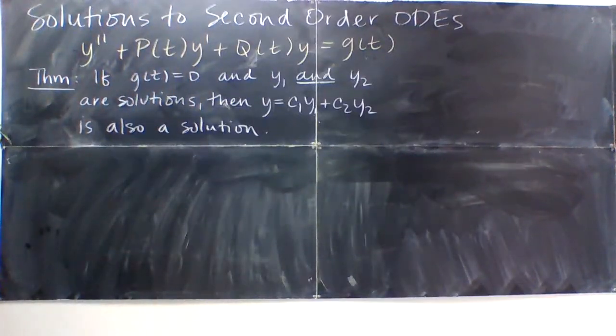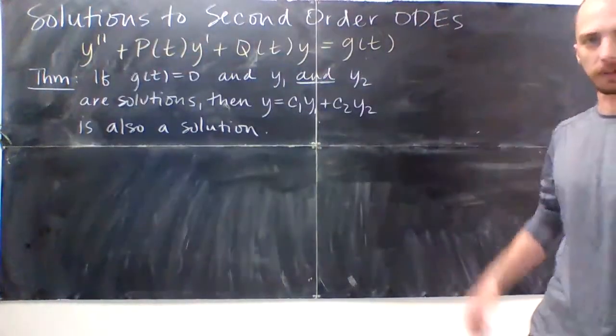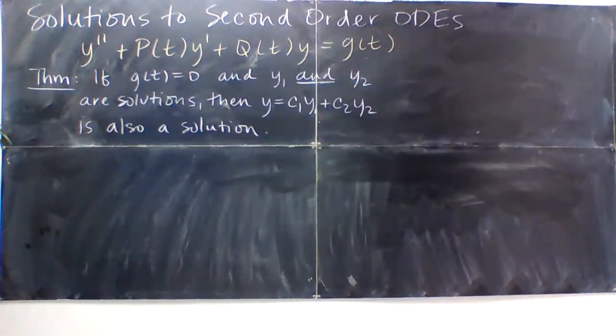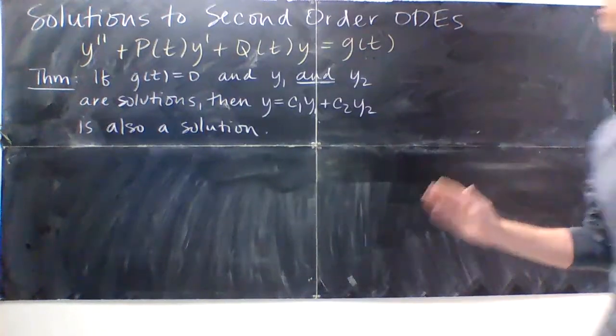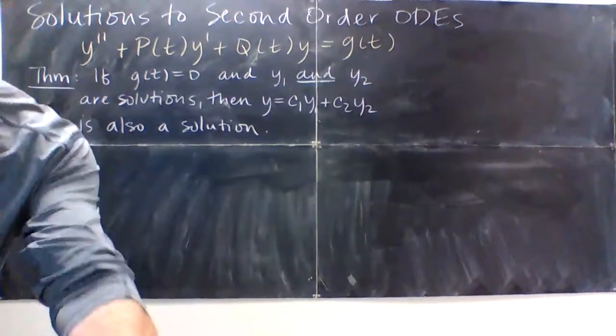It's the same thought as the one in the last video, the constant coefficient second order ODE. So then c1y1 plus c2y2 is also a solution. Yeah, I think that should be pretty evident. I don't think I need to go in and prove that for you.